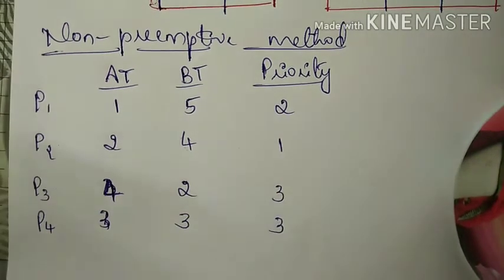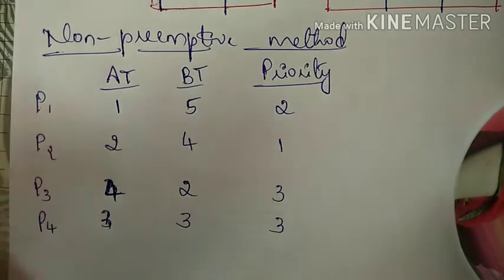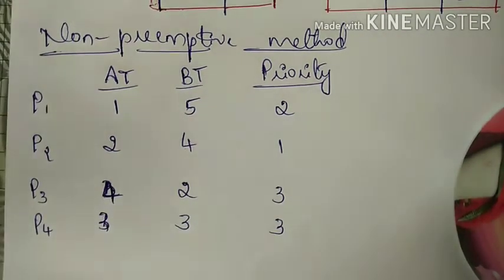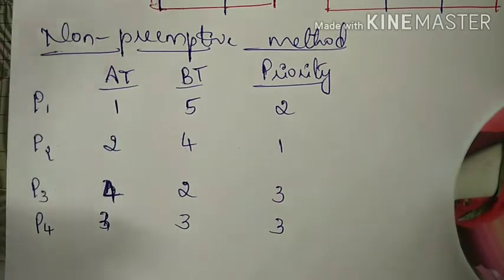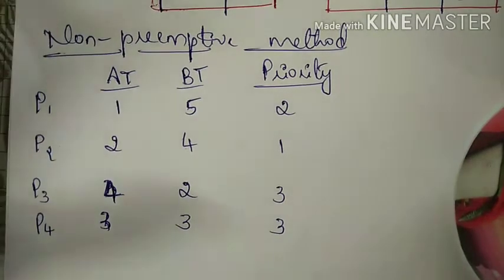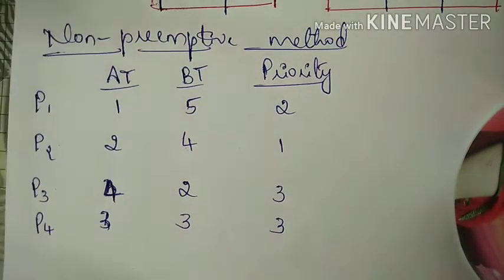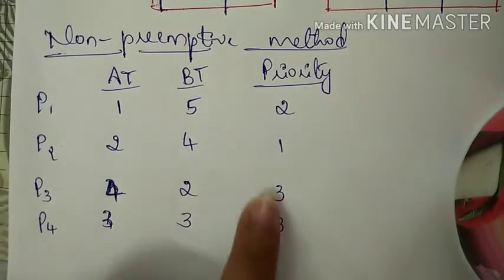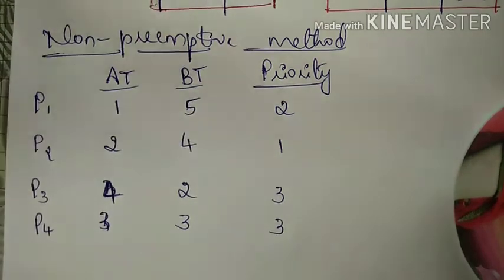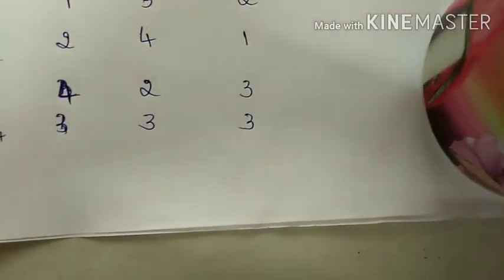Correct? If the priority of 2 processes or more than one process is the same, then we are going to schedule those processes using the FCFS method, that is first come first served. So whoever arrives first will be scheduled first if they have the same priority number. So let's draw the Gantt chart for this.